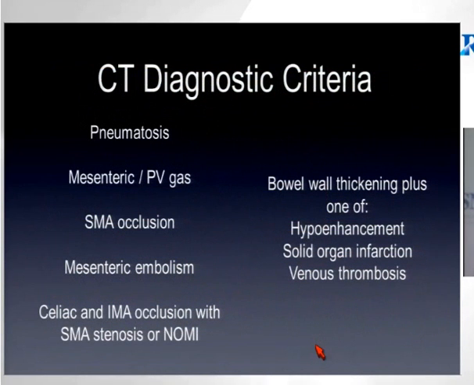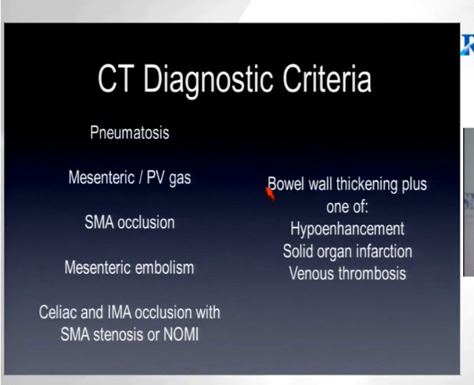So in the patient population where there's clinical suspicion of acute mesenteric ischemia, because that's all we can say, that's the patient population that was targeted by these studies, if you do a CT and it shows pneumatosis, mesenteric or portal venous gas, SMA occlusion, mesenteric embolism, or celiac and IMA occlusion with a significant SMA stenosis greater than 75%, or CT angiographic findings of non-occlusive ischemia, any one of these is actually enough to make an accurate diagnosis.